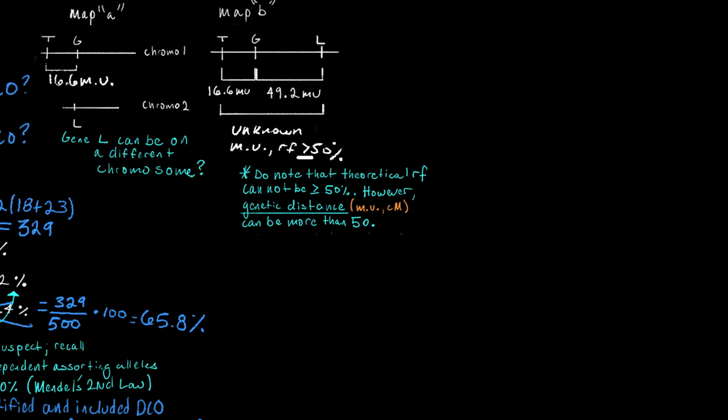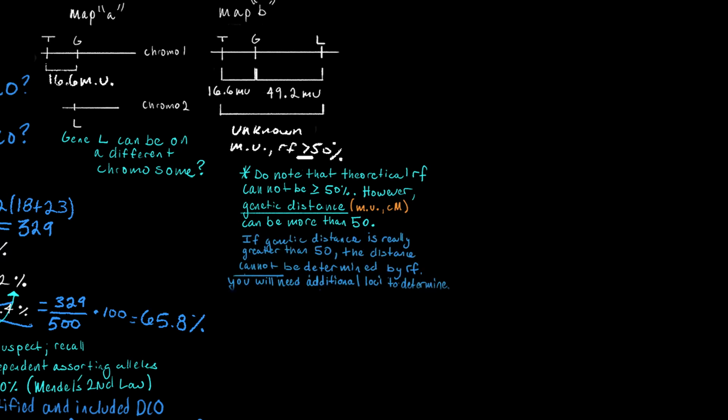Do note that theoretical recombination frequency cannot be greater than 50%. However, genetic distance can be more than 50. If genetic distance is really greater than 50, the distance cannot be determined by recombination frequency alone. You will need additional loci to determine. This is why locus L can be on the same or different chromosome until further testing.